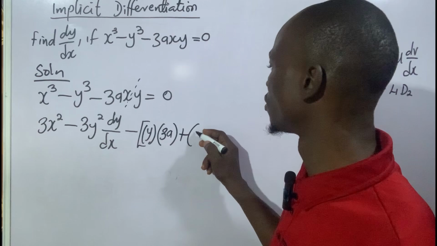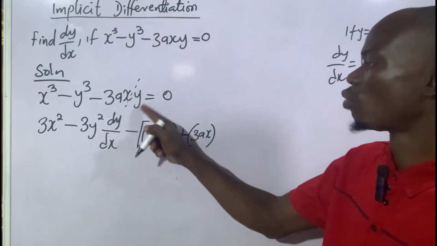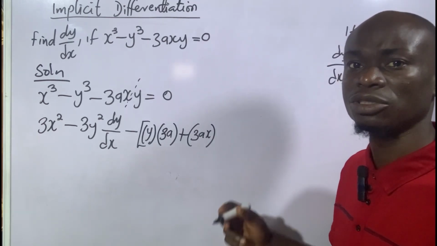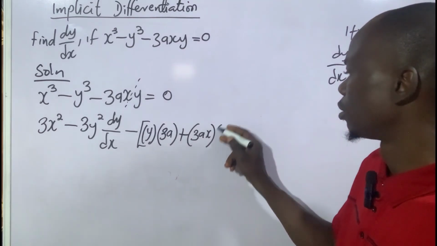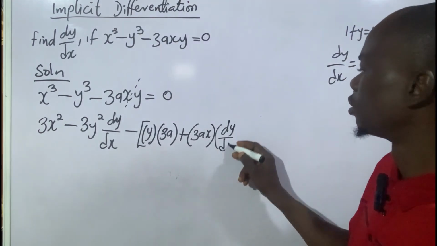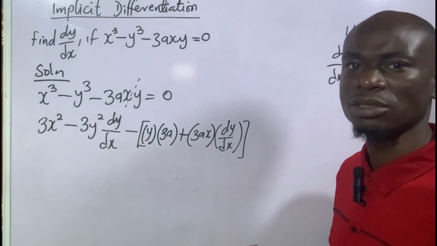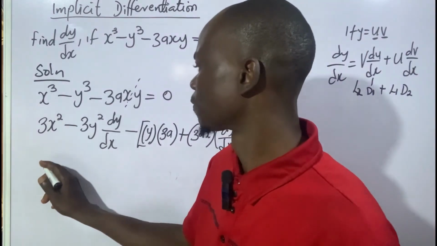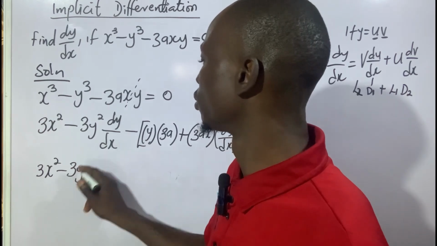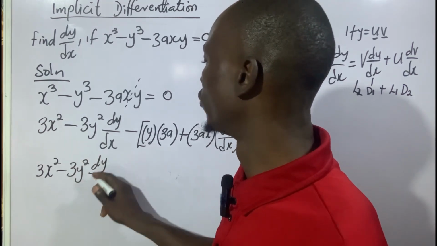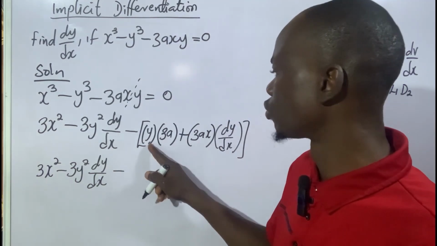Plus, leave the first. The first now is 3ax. Then differentiate the second, y. Anytime we differentiate y, we attach dy/dx. And y differentiates to 1, so it will be 1 times dy/dx. Okay? So all I need to do now is to open the bracket and simplify. If I do that, it will have 3x squared minus 3y squared dy/dx minus 3a times y will give me 3ay.